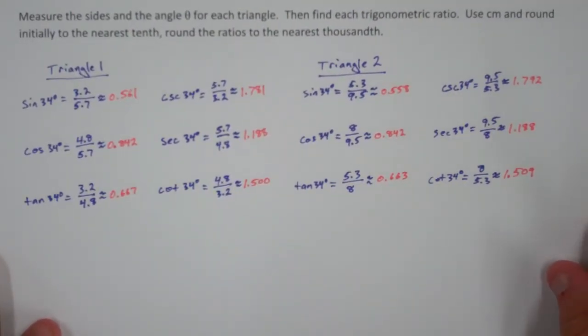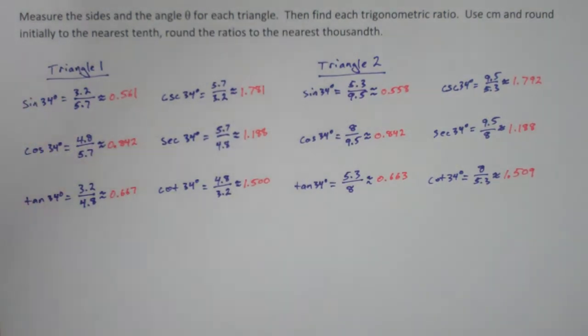And at the bottom it says measure the sides and the angle theta for each triangle, then find each trigonometric ratio. Use centimeters and round initially to the nearest tenth, then round the ratios to the nearest thousandth. Again, if you'd like to pause and set these up on your own, I can explain where these come from actually as I go through them, but I've written them all out here. No need to bore you with me writing down all of these different things. I will tell you how I got them though.